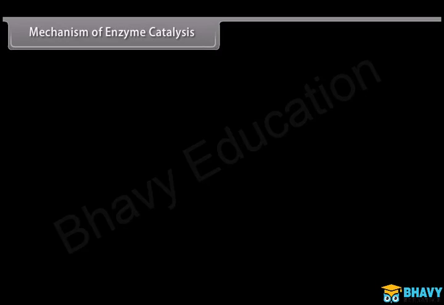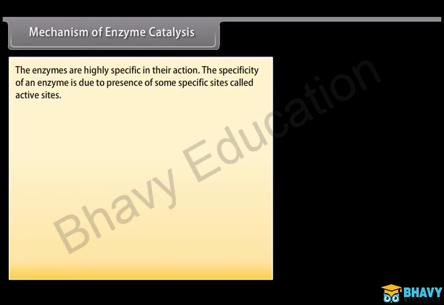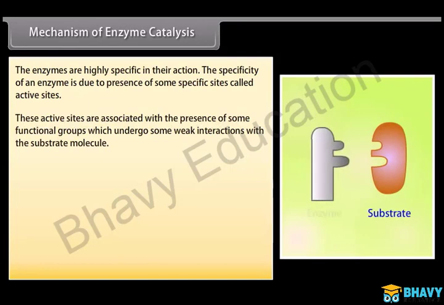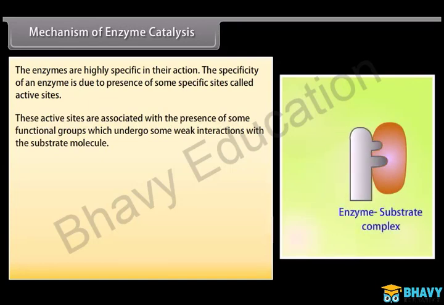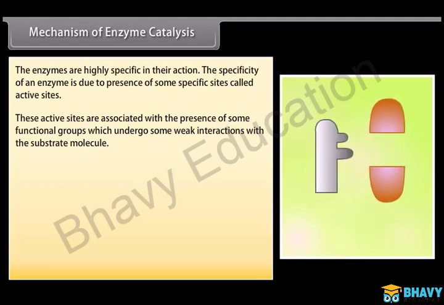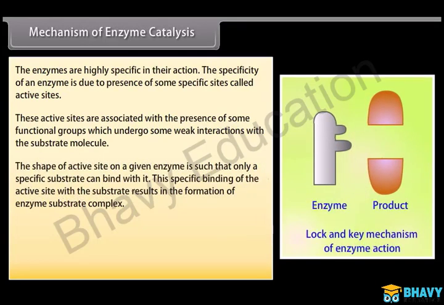Mechanism of enzyme catalysis. The enzymes are highly specific in their action. The specificity of an enzyme is due to the presence of some specific sites called active sites. These active sites are associated with the presence of some functional groups which undergo some weak interactions with the substrate molecule. The shape of the active site on a given enzyme is such that only a specific substrate can bind with it.